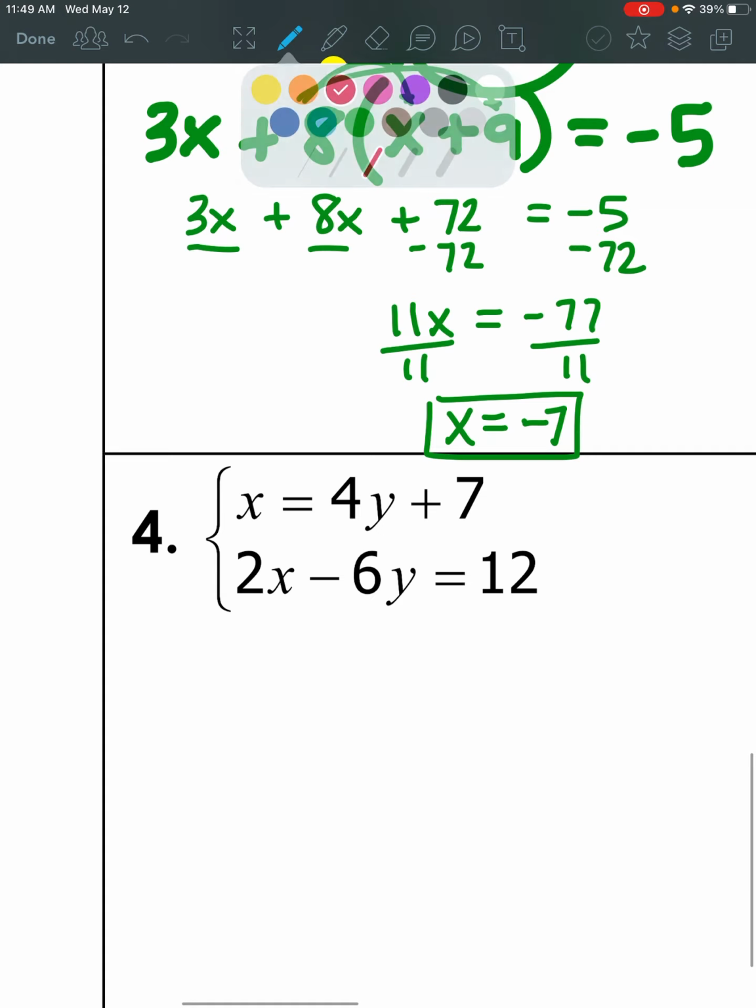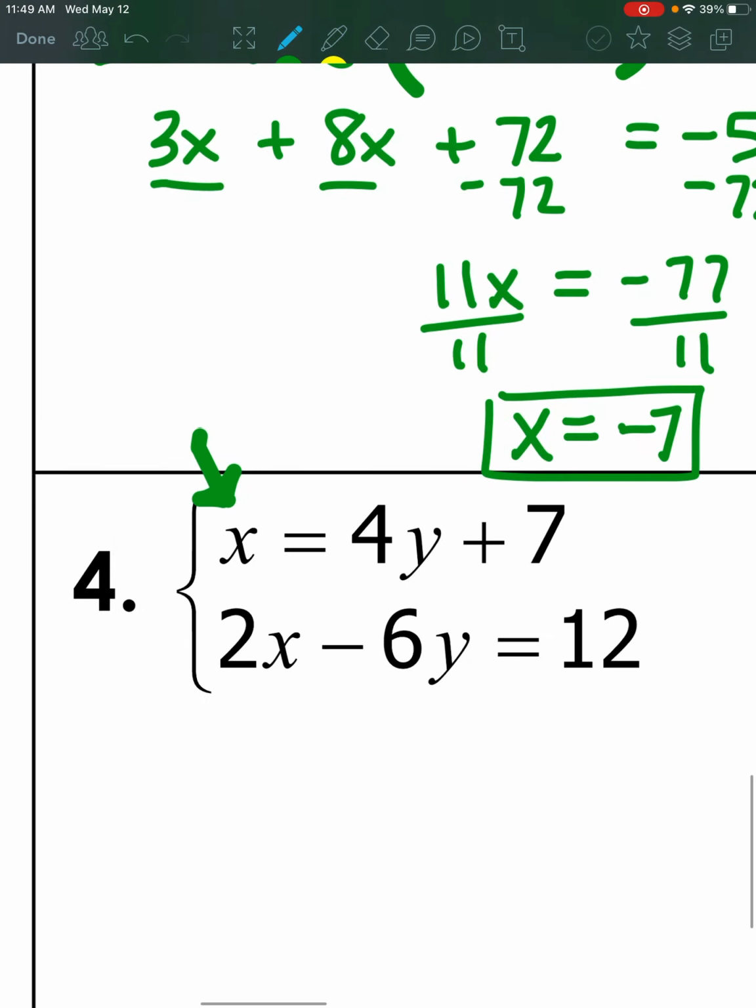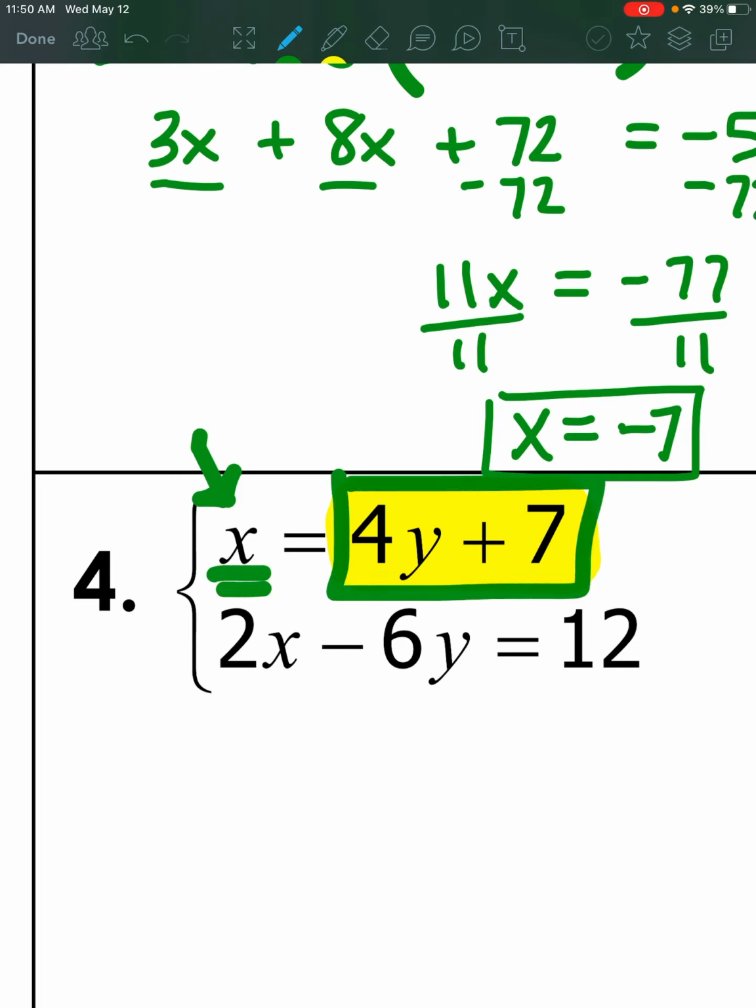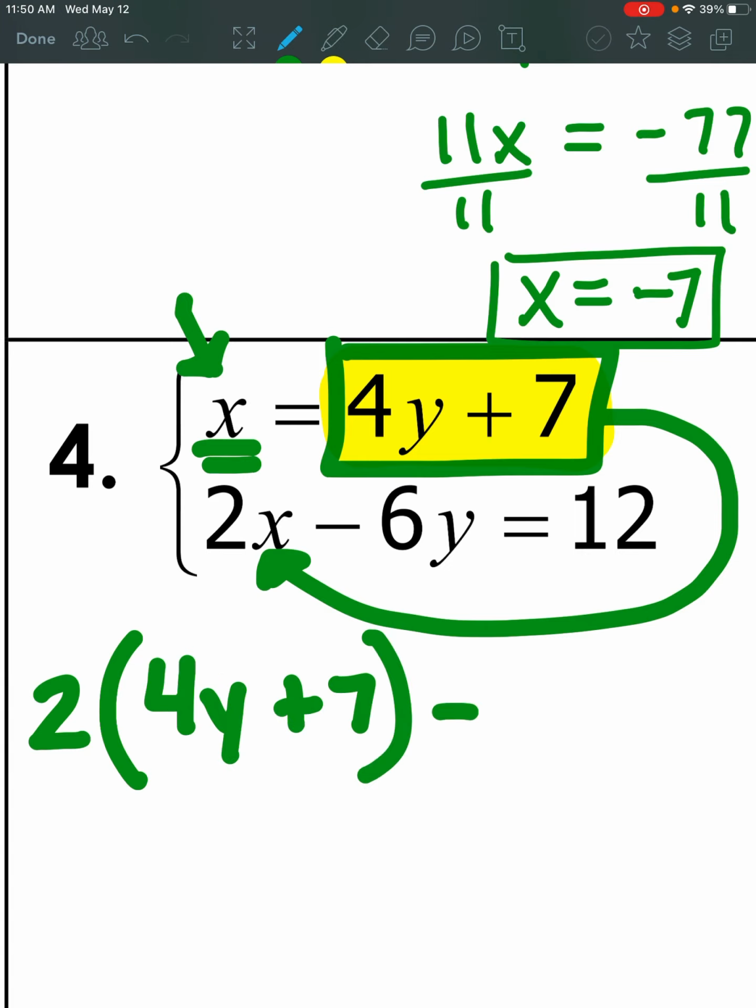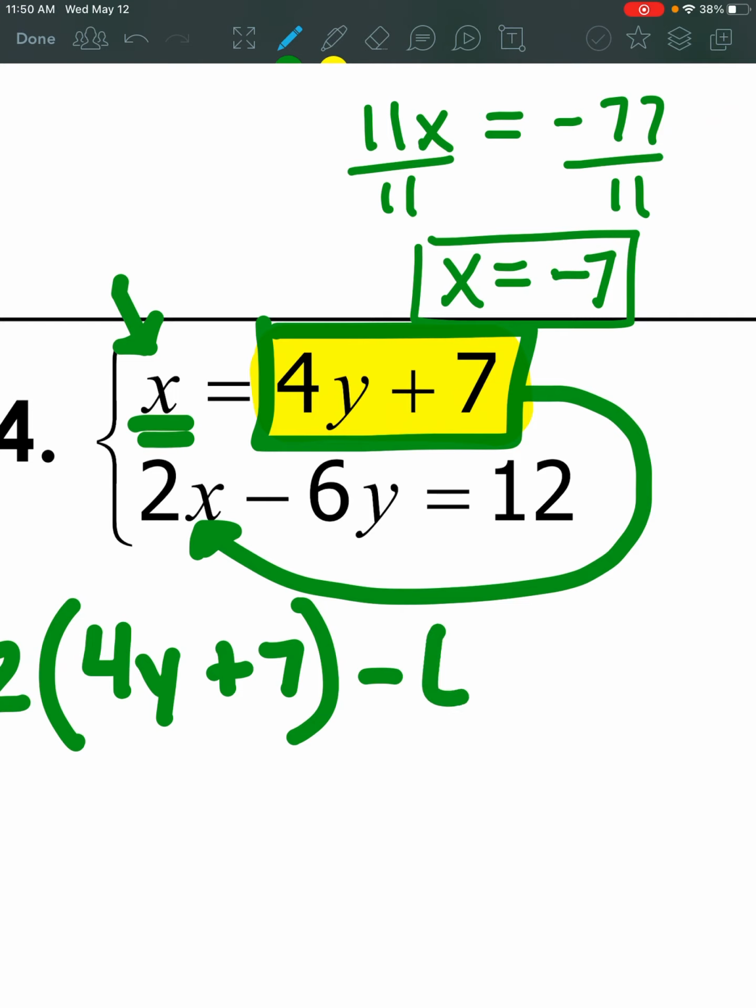Now this one, we have an x equals, and that's okay. This may happen. In that first step, it said we could have an x equals or a y equals equation. Now the only difference is this 4y plus 7, that is the same value for x. So when we plug it into the second equation, it needs to go in place of x instead of y. So I'm going to write the second equation, 2 times x, but I'm going to replace x with 4y plus 7. And then rewrite everything else in that second equation.